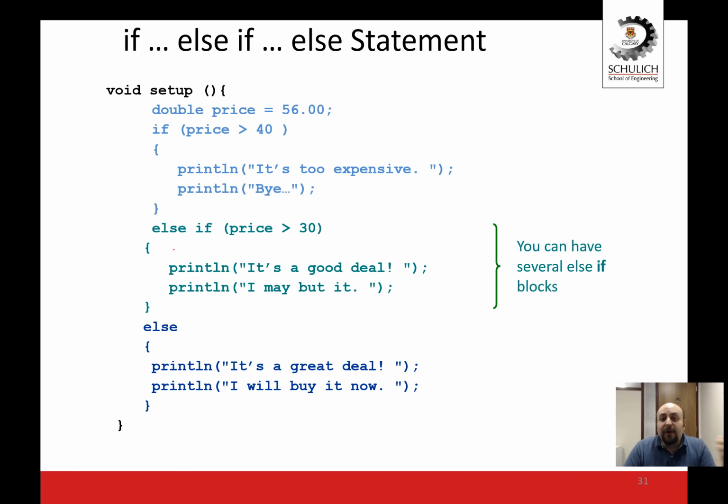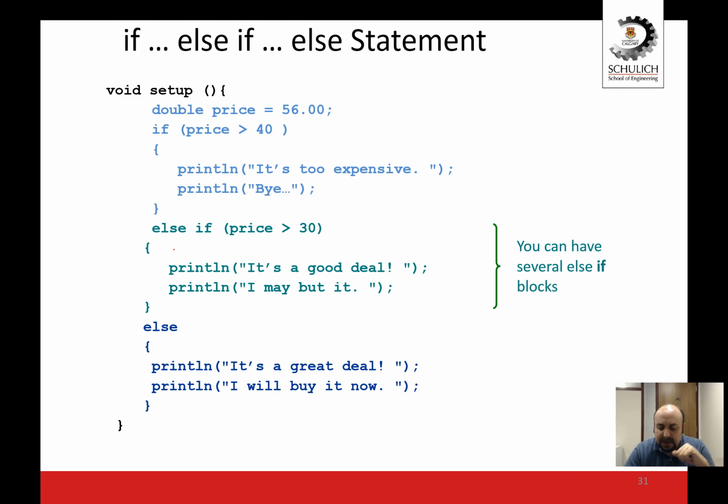You can only have one if in the structure, and you can have one else at the end. If is mandatory, you must have an if. You don't have to have an else, and you can have as many else ifs as necessary.